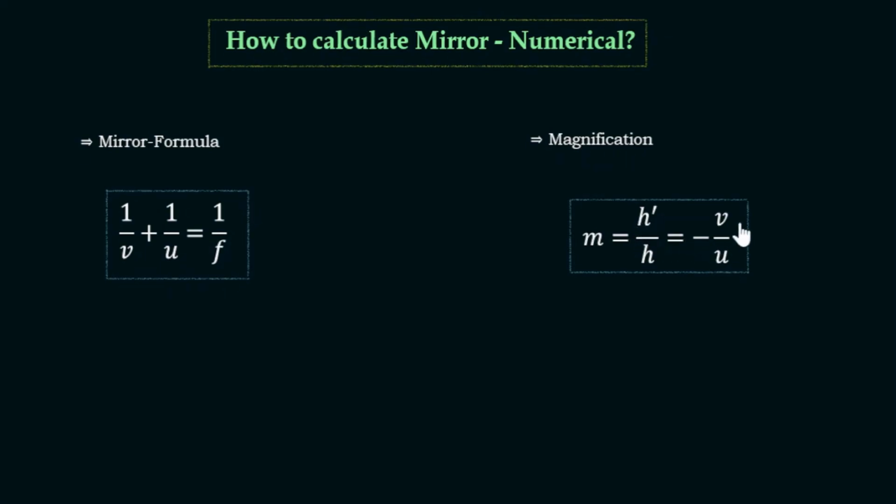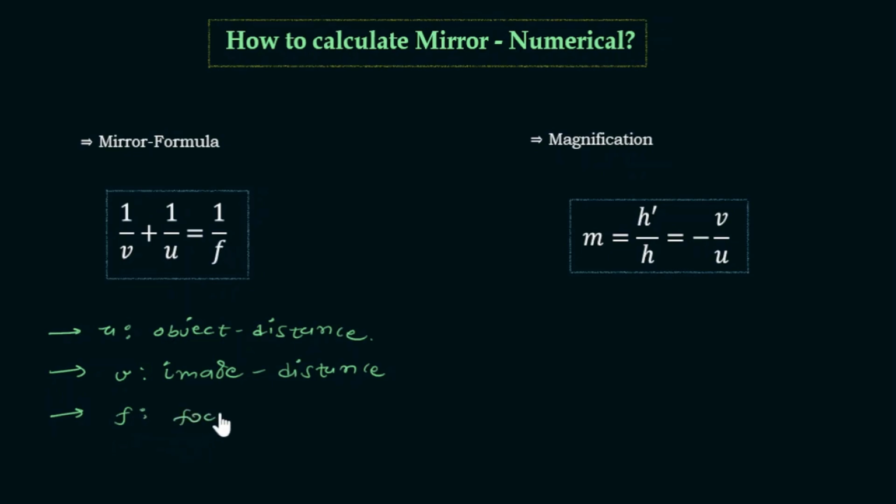So first of all, we should know what these terms V, U, H dash and H are. U is the object distance. V is the image distance. F is the focal length. H dash is the size of the image. And H is the size of the object, right?